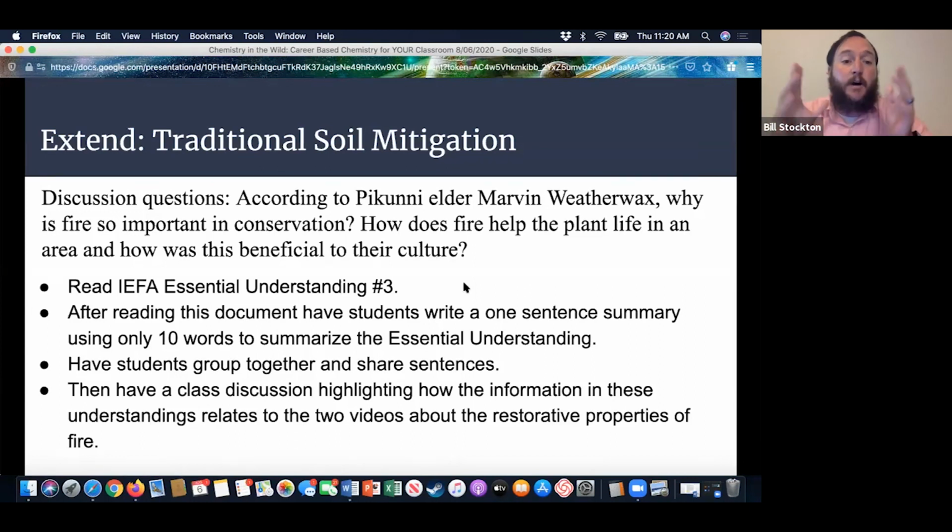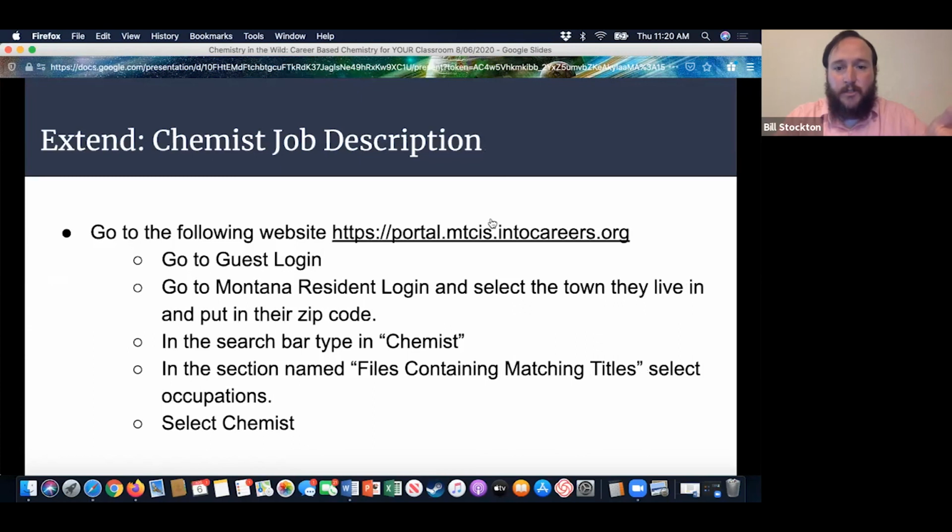And I think that video really does a good job of explaining, and there's a lot more to the video than what we showed, but explaining how conservation is important and how they looked at the conservation of their soil as well. So that would be a part of the extension piece. And then there's a few other extensions, chemistry job description with some links.